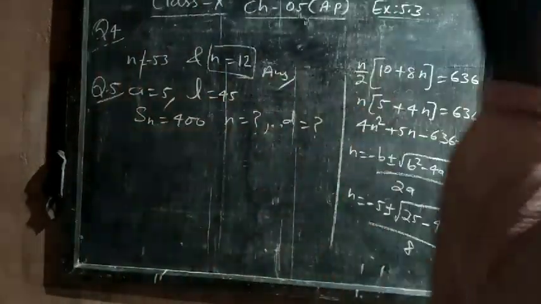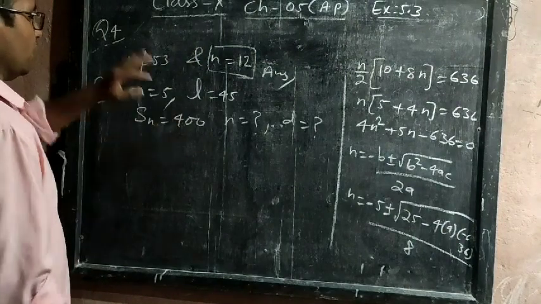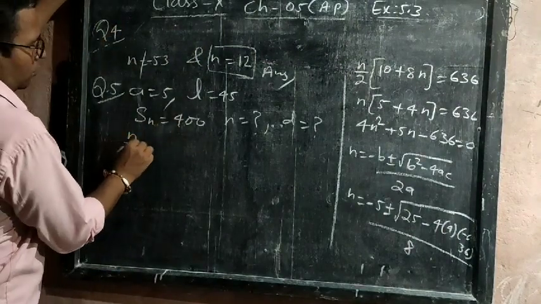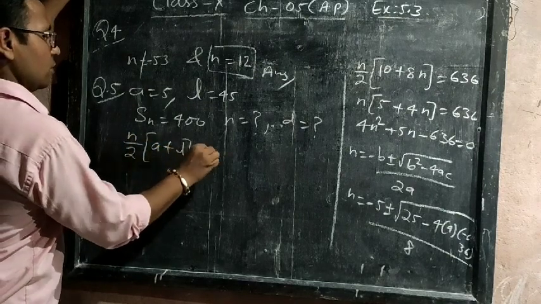So students, let's see how we can solve this question. Sn is given here as 400. So use the formula n by 2 (a plus l) is equal to 400.